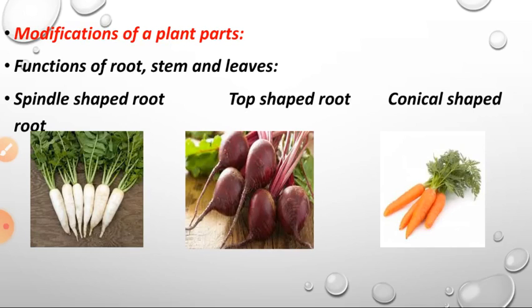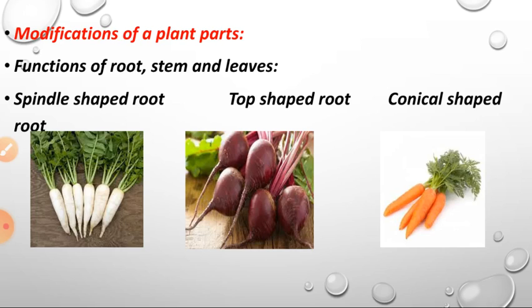Usually we know the functions of root, stem and leaves. What is the function of the root? It only carries water and minerals for the plants from the soil. The stem only connects the root part to the highest part, the shoot system, transferring nutrients to the whole part of the plant. And leaves are mainly helpful in the process of photosynthesis, because chlorophyll is a pigment present in the leaves.